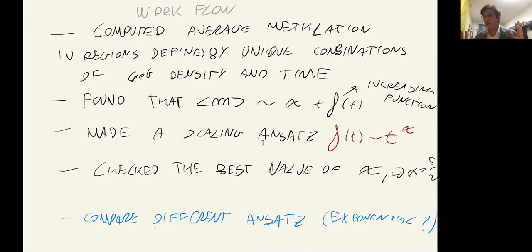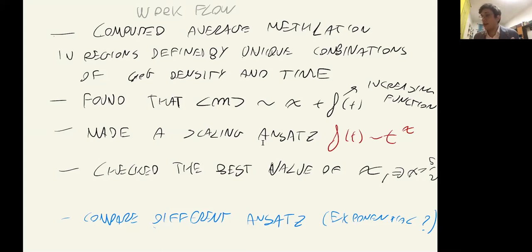So our workflow was, we computed the average methylation in regions defined by this unique combination of CpG class, CpG density, now we call it CpG class, which was the bin, and time. Then we found this very beautiful result, that we use a scaling ansatz, and we found at the end that all these curves basically are the same curve, just with a different slope, if you want, sort of slope and initial offset.